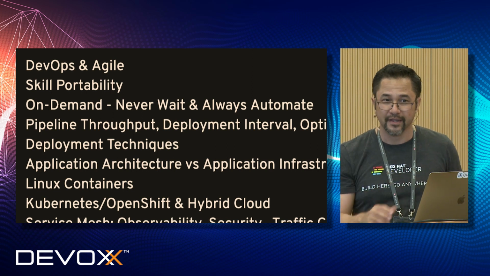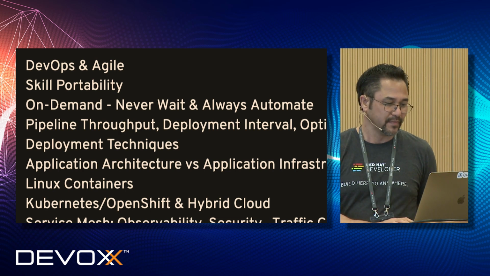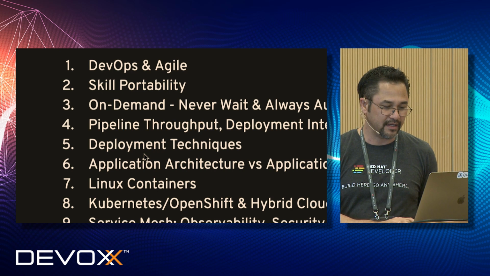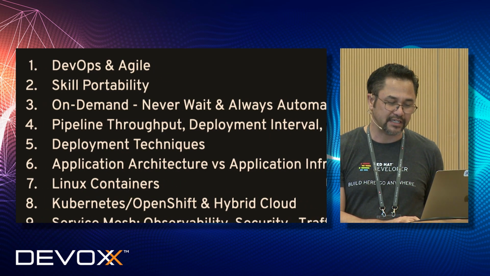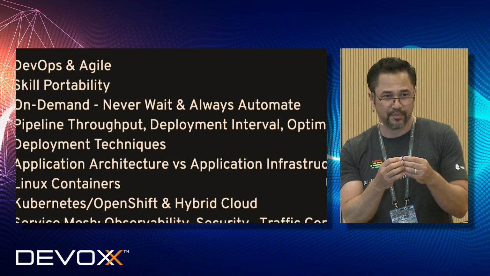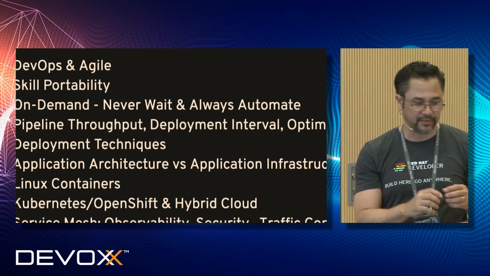That's a very common and popular feature as an example. But you've got to think about your deployment techniques. We'll show you blue-green, canary, and dark launch today. You've got to think about this concept of application architecture versus application infrastructure. You'll see that when we get into the Istio piece. It'll be more obvious what I mean there.